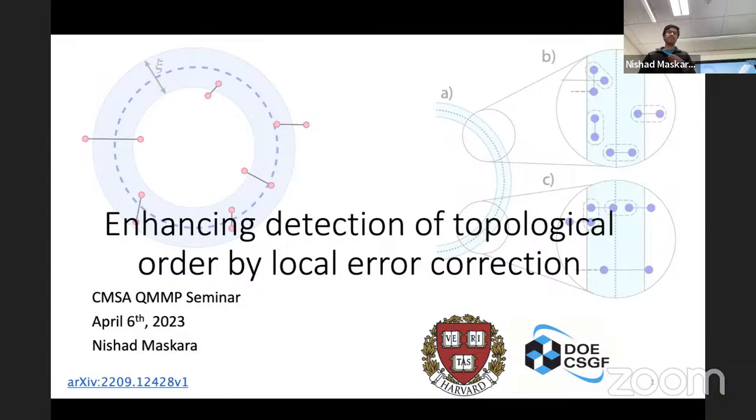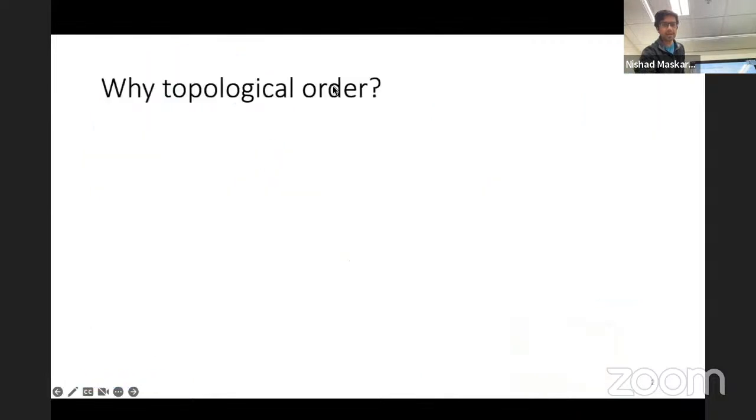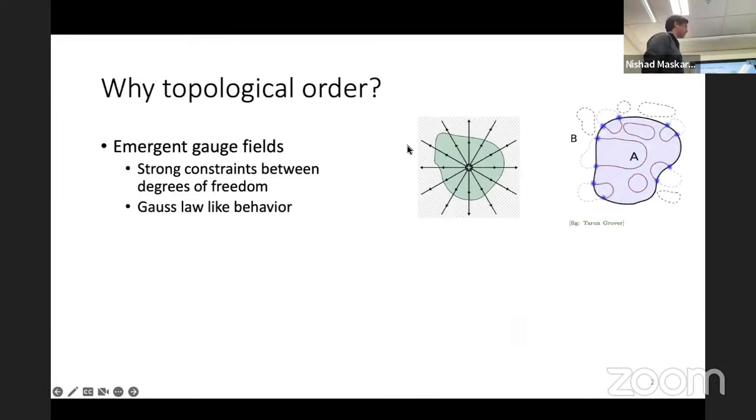Thanks, Ruben, for inviting me to give this talk today. So I'm going to tell you about some of our recent work on how we can use ideas from error correction to improve the detection of topological order, geared towards detection of topological order in real systems. I'll start by discussing what topological order is and why we're interested in it. One of the really interesting features of topologically ordered systems is that they have emergent gauge fields.